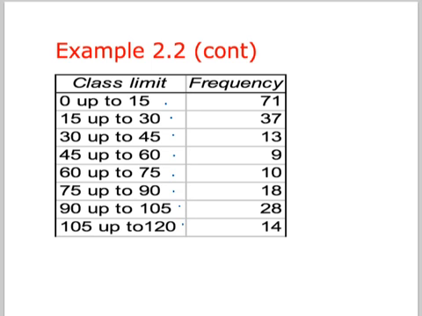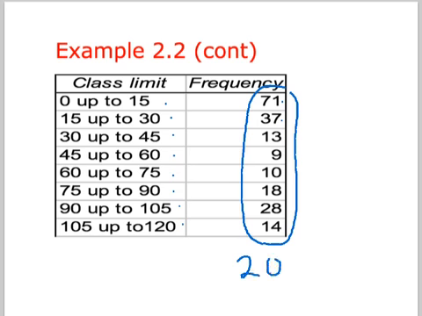Okay. Frequency. So what I'm saying here, there are 71 customers that are spending 0 up to $15. Okay. 37 customers spending 15 up to $30. Okay. If you sum this up, all together, that will add up to 200. Is that right? Remember, we have 200 customers all together.